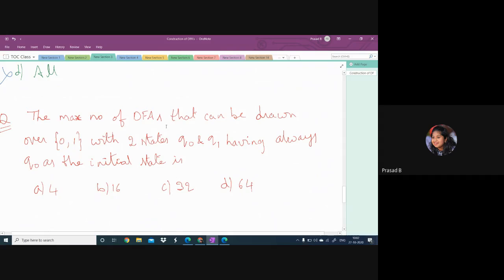Then how do we get these many DFAs? So minimal for any language, if you consider DFA, that DFA will be only one. Minimal DFA will be only one. Of course, you can construct any number of DFAs for any language, but the minimal DFA will be only one. I didn't ask you that, just the number of DFAs. The number of different DFAs that can be drawn with the two states over two inputs, having always Q naught as initial. That is the question.